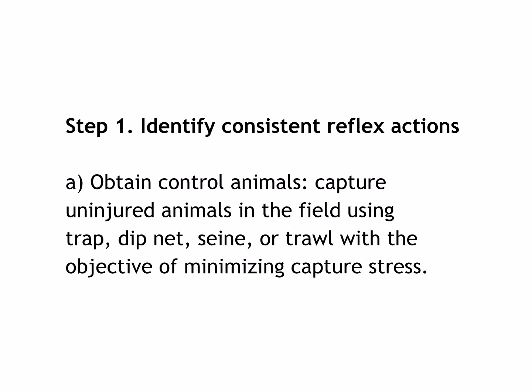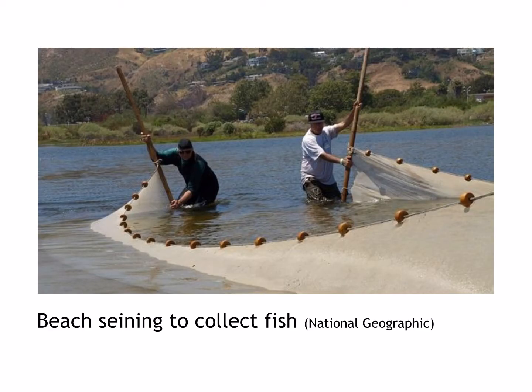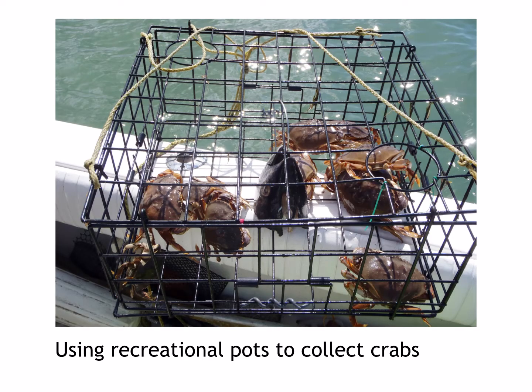Step 1. Identify consistent reflex actions. A. Obtain control animals. Capture uninjured animals in the field using trap, dip net, seine, or trawl with the objective of minimizing capture stress. A picture shows beach seining to collect fish and using recreational pots to collect crabs.